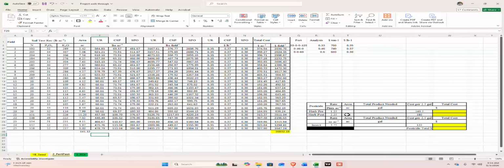And we want to reference this as well. So we know that we need 1.25 pints per acre. So this equals this times F4. We always want to reference that cell. And we know that we need, I'm sorry. That's not what goes there. This is 141.2.